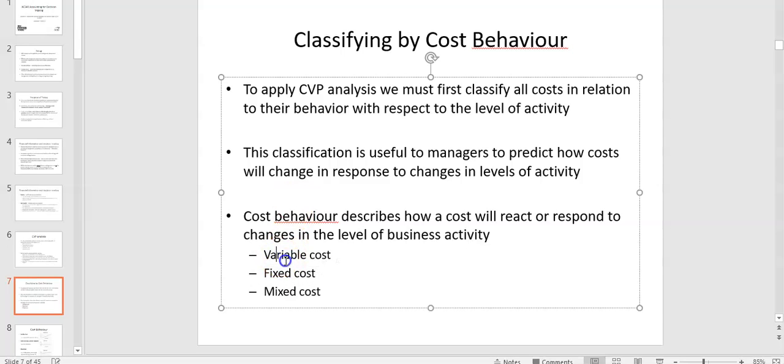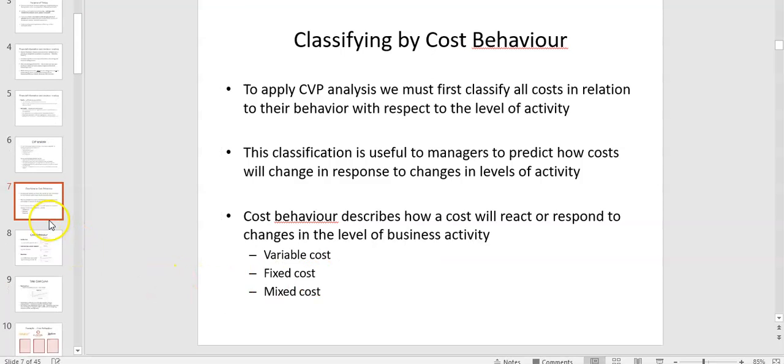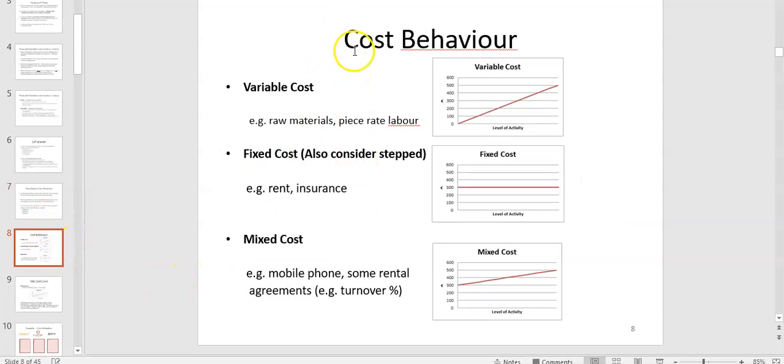Because it's not a case of, well, if occupancy goes up 10%, cost goes up 10%, because some costs may not move at all. So having an understanding of your cost structure and how costs behave is quite important for those types of businesses. So we can see here cost behavior.